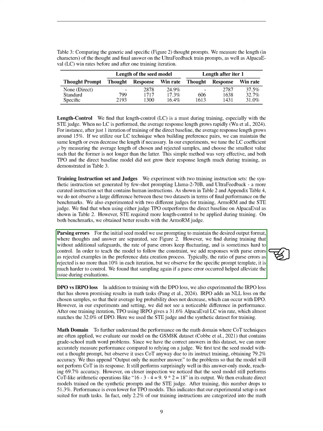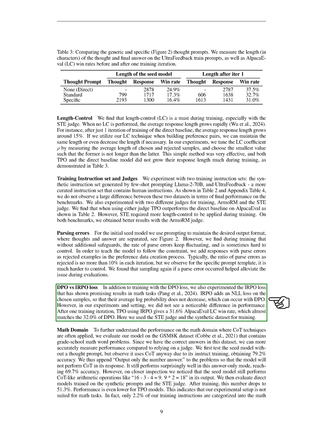We also compare DPO and IRPO loss during training. While we implement DPO loss, we experiment with IRPO loss, which has shown promise in math tasks. IRPO incorporates a negative log likelihood loss on chosen samples to prevent a decrease in their average log probability, a potential issue with DPO. However, our experiments reveal no significant performance difference. After one training iteration, TPO using IRPO achieves a 31.6% win rate on Alpaca Eval LC, closely matching the 32.0% from DPO using the STE judge and synthetic dataset.